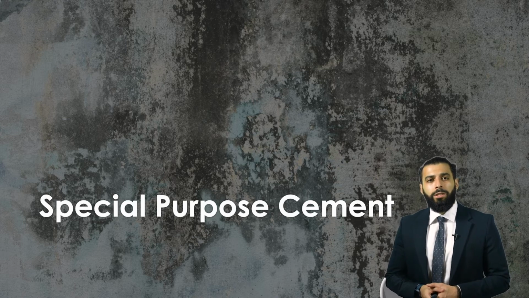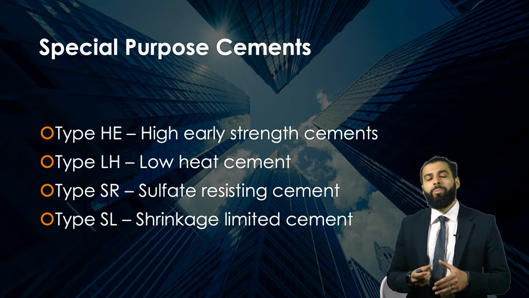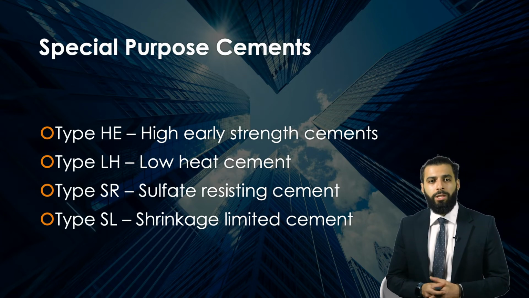In the Australian standards, we have type HE, that's high early strength cements. Type LH, that's the low heat cement. Type SR, that's the sulfate resisting cement, and that's cement that you would typically use, for instance, for your foundations. And then finally we have type SL, and that's where you want to limit the shrinkage that takes place in your concrete, and that's referred to as shrinkage limited cement.